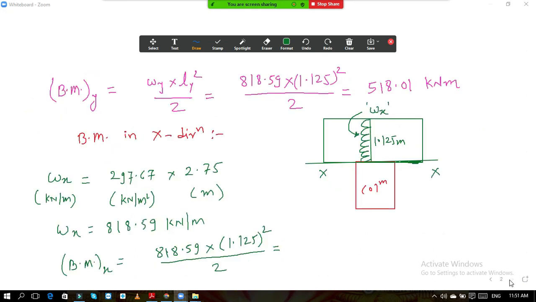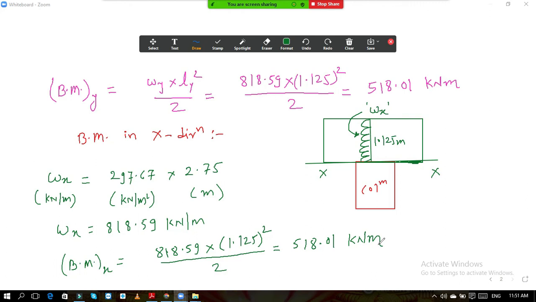If we calculate the bending moment, it is 518.01 kilonewton meter. Okay. So on both the sides we got the same bending moment. That is bending moment in x direction 518.01, bending moment in y direction 518.01.